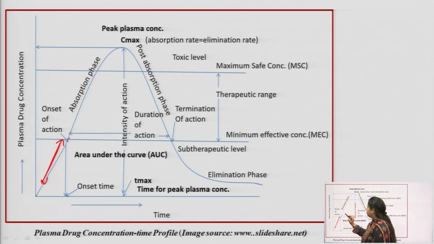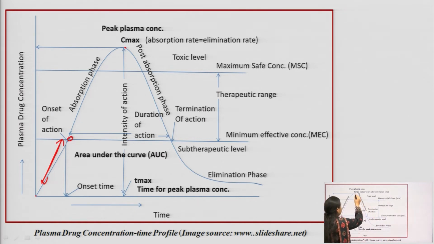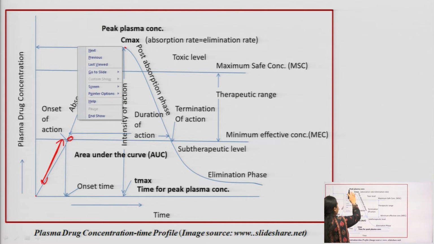This point is known as the onset of action, from where the drug is getting absorbed, and this Cmax represents the maximum concentration of drug in the body plasma or blood plasma. After this Cmax, this is known as the absorption phase, and then the post absorption phase. That means now the drug is not absorbing that much, but is eliminating through the system. This point is known as Cmax, the maximum concentration.